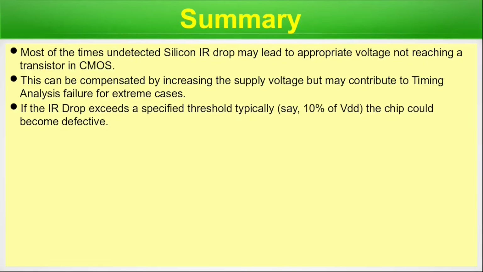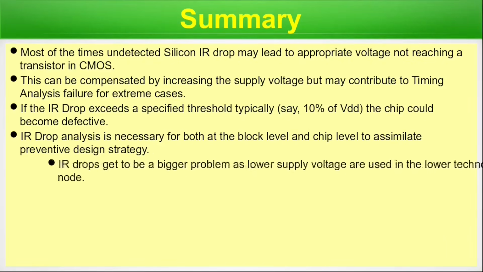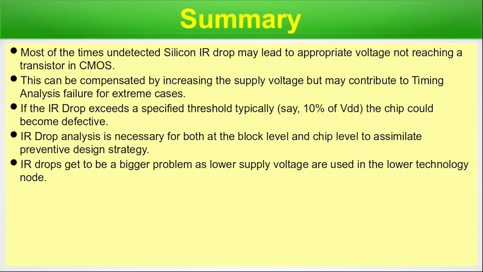If the IR-Drop exceeds a specified threshold, typically say 10% of the VDD, the chip could become defective, the kind of de facto standards that we use in a design house. IR-Drop analysis is necessary for both the block level and the chip level to assimilate preventive design strategy. IR-Drop gets to be a bigger problem as lower supply voltages are used in lower technology nodes.